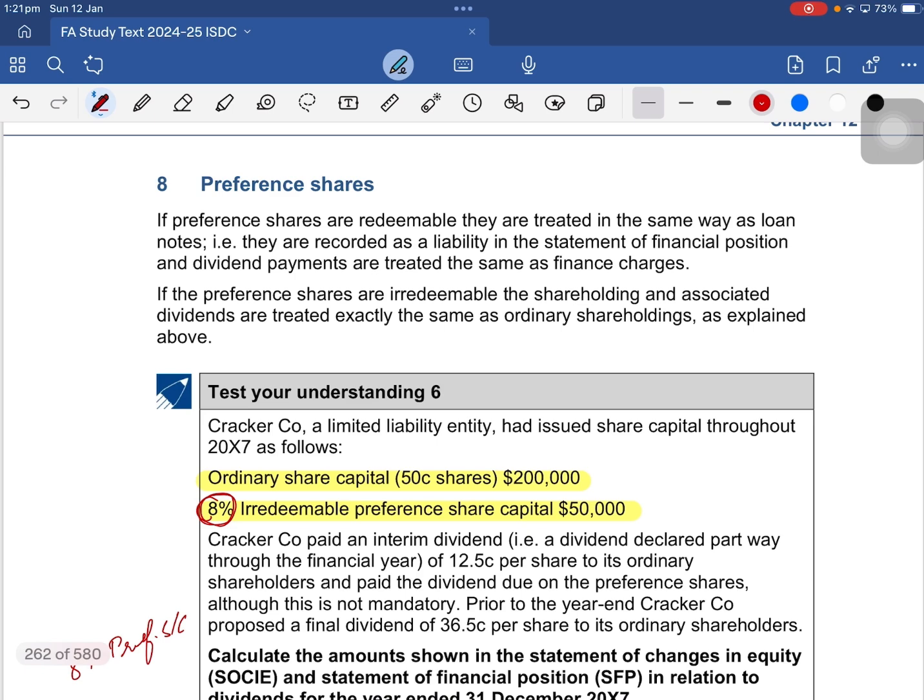Next is the preference shares. Preference shares, I've already told you there are two types. One is payable, repayable, and the other is not repayable.